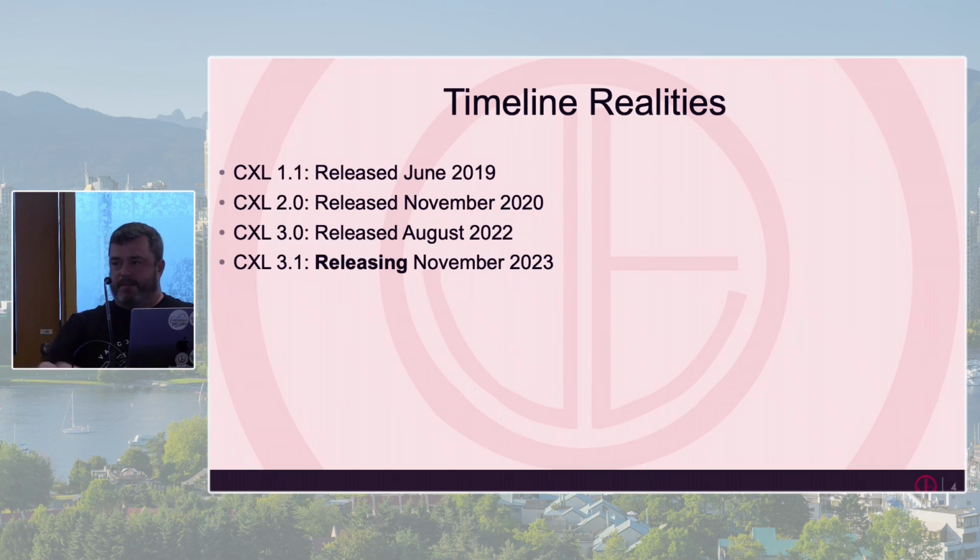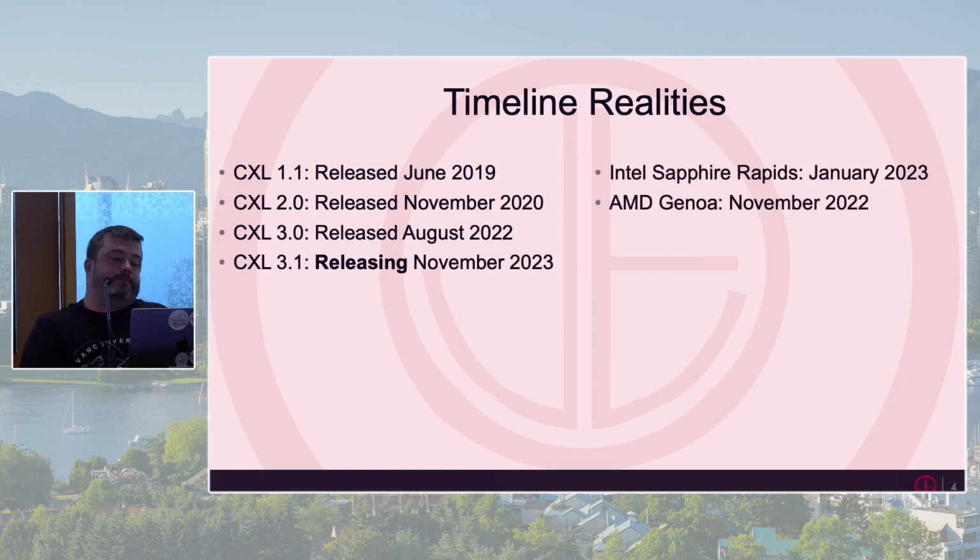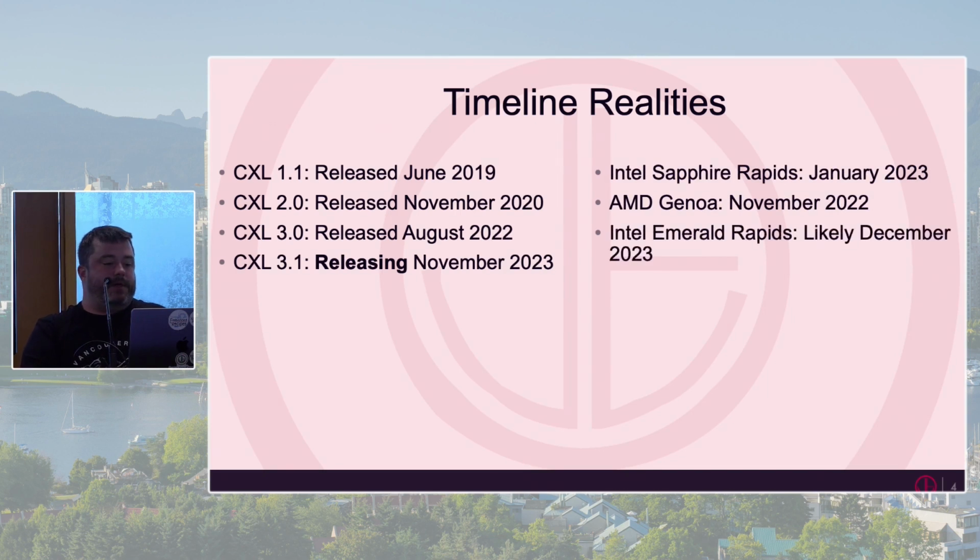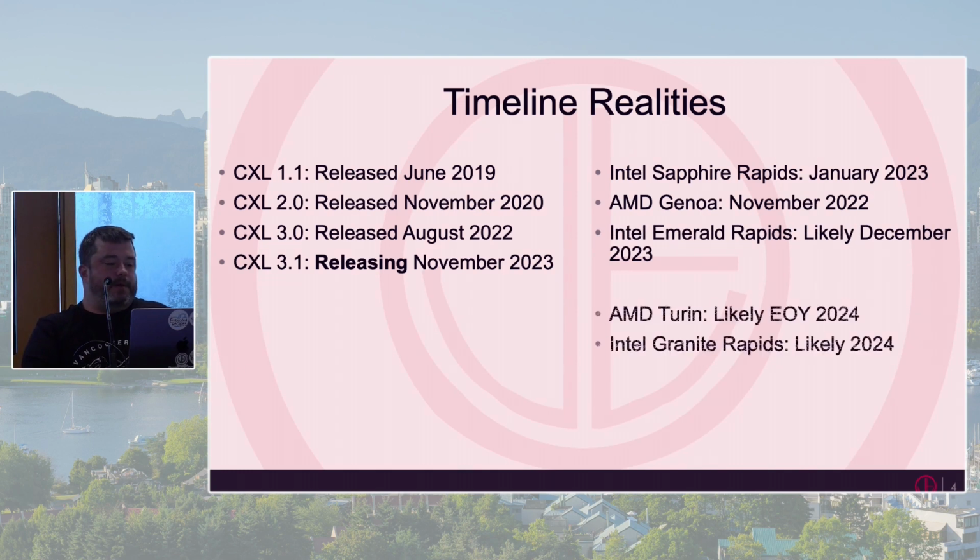It has to go through a baking period, making sure that anyone who wants to scream about the wording of something can. That should release by next month. Okay, so specifications have been around for quite some time. But you can't plug in a spec, right? So, Intel Sapphire Rapids launched January of this year, and Genoa was late last year. Emerald Rapids, Intel said, should launch December 13th of this year. AMD Turin is the next generation beyond Genoa, should be late next year. And Granite Rapids should also be late next year.